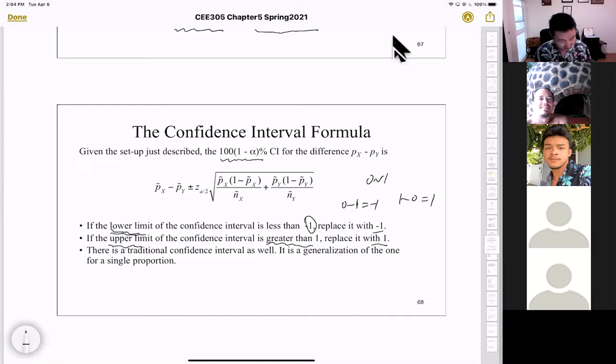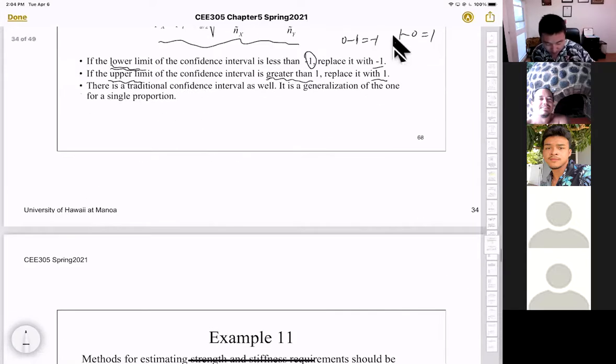Also, there is a more advanced, more accurate method, which is the traditional confidence interval, but we will not discuss that equation here. Just use this formula for the difference between two proportions. And then let's do an example together.